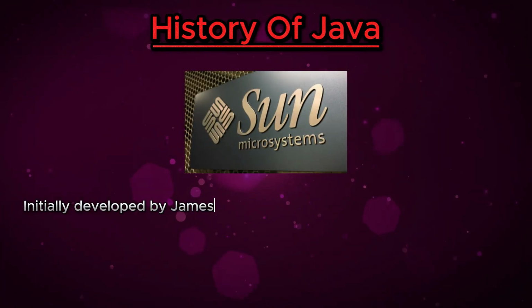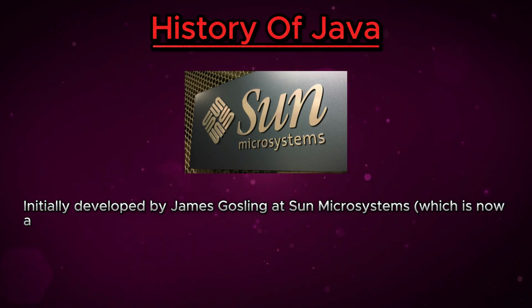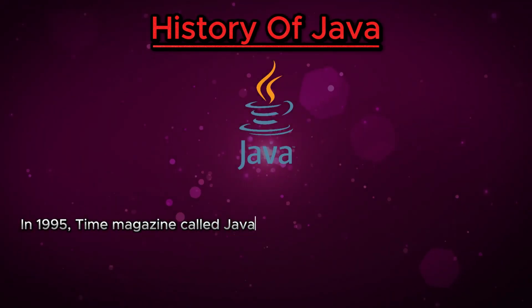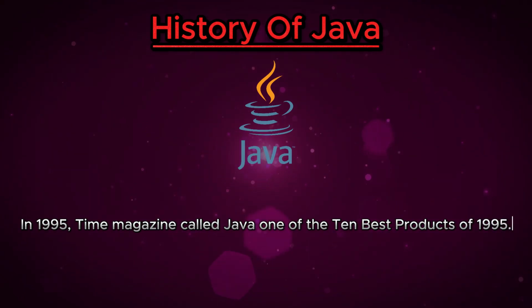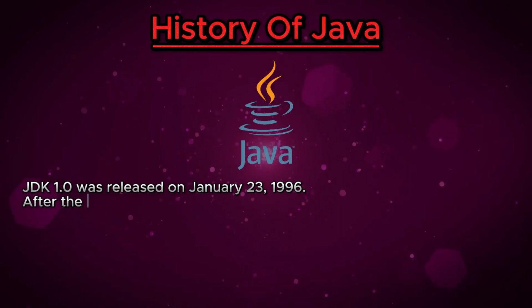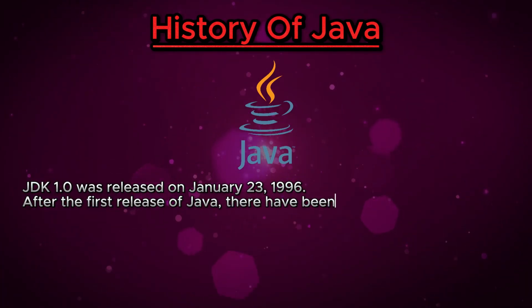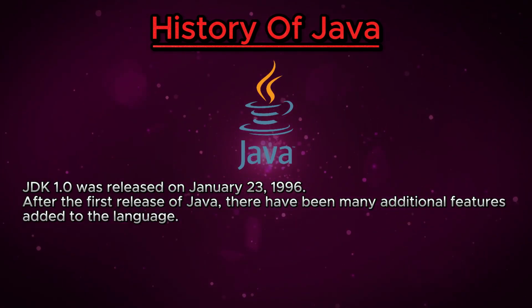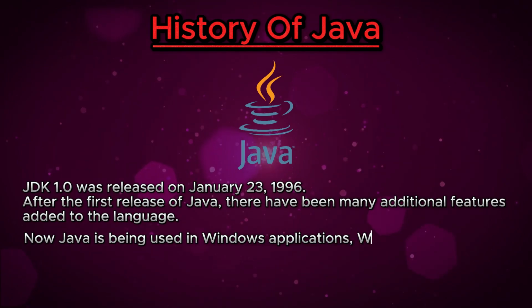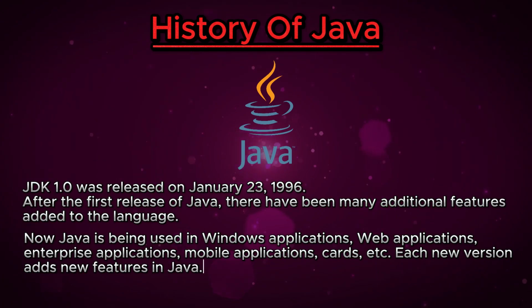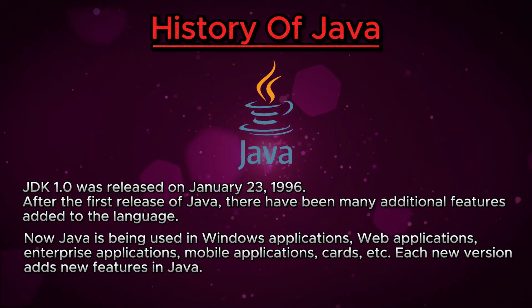Initially developed by James Gosling at Sun Microsystems, which is now a subsidiary of Oracle Corporation, and released in 1995. In 1995, Time magazine called Java one of the 10 best products of 1995. JDK 1.0 was released on January 23, 1996. After the first release of Java, there have been many additional features added to the language. Now Java is being used in Windows applications, web applications, enterprise applications, mobile applications, cards, etc. Each new version adds new features in Java.